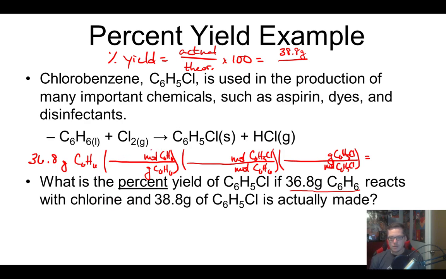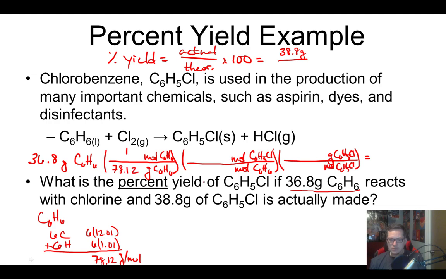Okay. So here, this is a molar mass value, so we got to figure out the molar mass of benzene, C6H6. I'm just going to label it here so I can keep track of what's going on. So I got 6 carbons, 6 hydrogens. We're going to add all those guys up. So 6 times 12.01 plus 6 times 1.01, 78.12. So 78.12 grams per mole. So for every 1 mole of this, we get 78.12 grams of benzene.